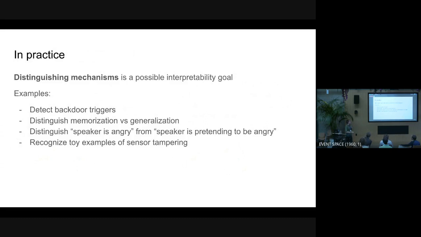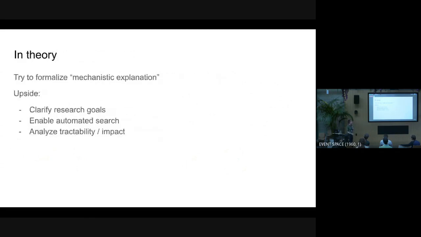Another example, from a recent paper from Anthropic, was being able to distinguish memorized inputs from generalizing inputs. I think a lot of people care about that problem. But you'd hope that if you understand what's going on in a model, you can tell those apart. You can see what's happening in normal generalizing behavior. And so on. You can talk about distinguishing speakers being angry from pretending to be angry. You could even investigate toy examples of sensor tampering. I'm very interested in those problems.